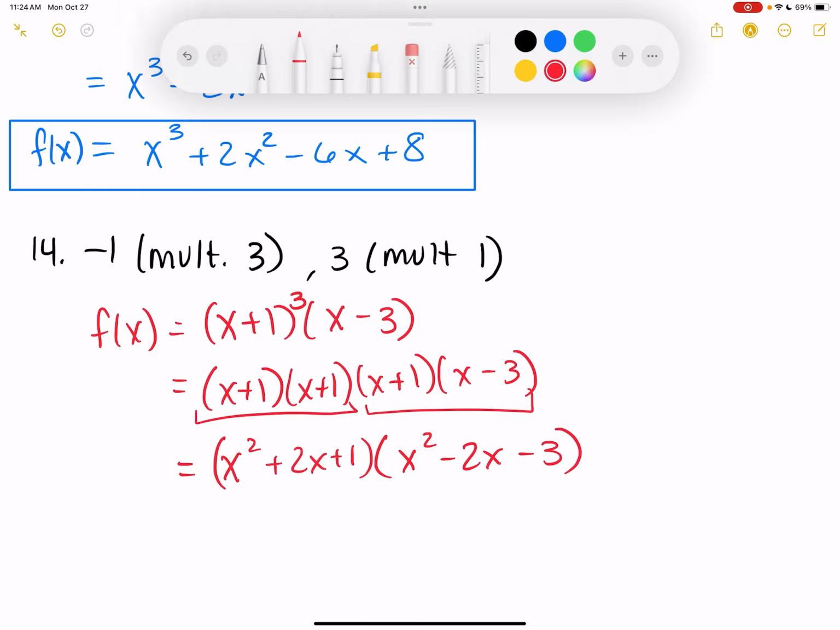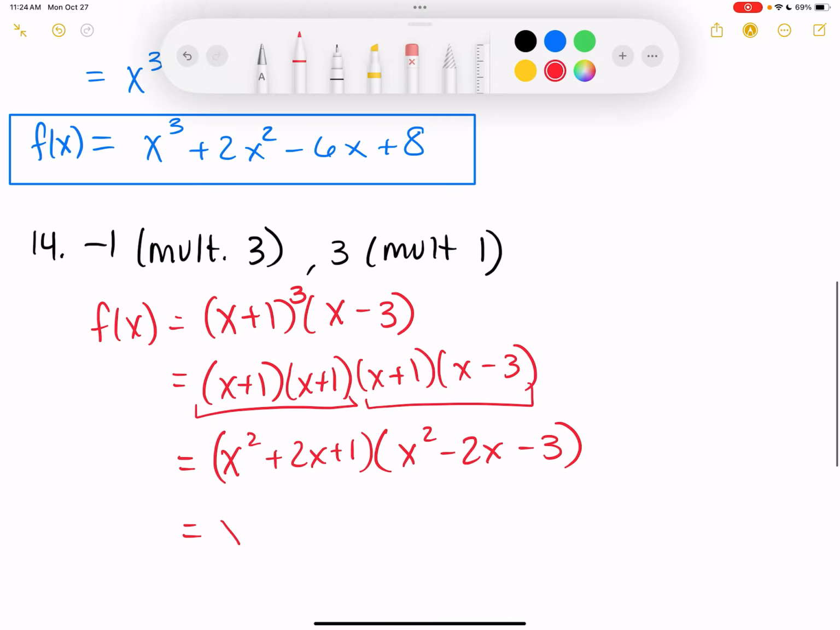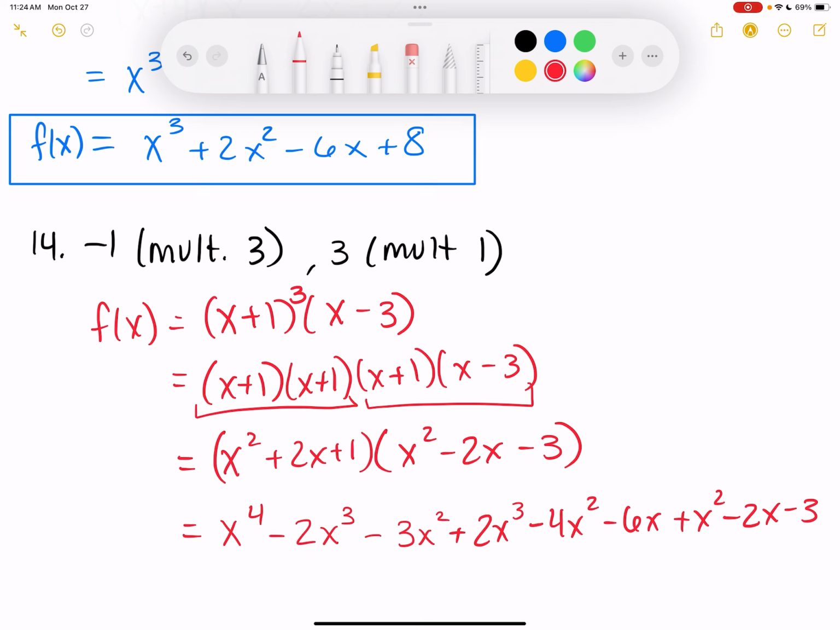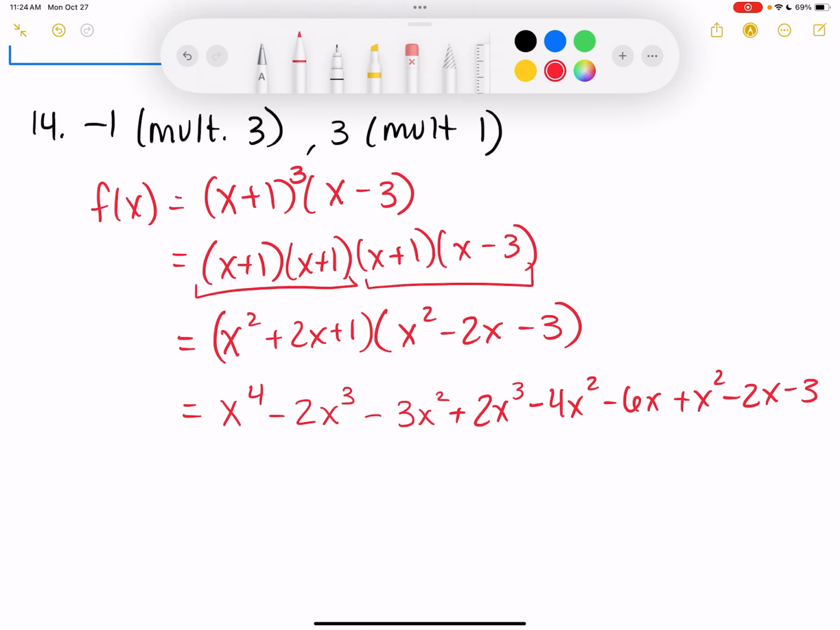And then just superfoil this whole thing. So I would get x to the 4th minus 2x cubed minus 3x squared plus 2x cubed minus 4x squared minus 6x plus x squared minus 2x minus 3. Simplify, or well, if anything cancels first, I'm going to do that. Minus 2x cubed and plus 2x cubed cancel. And then nothing else just straight up cancels.